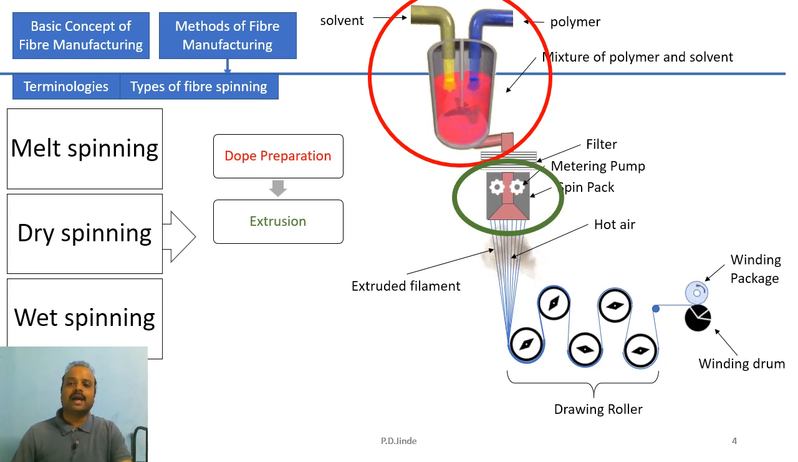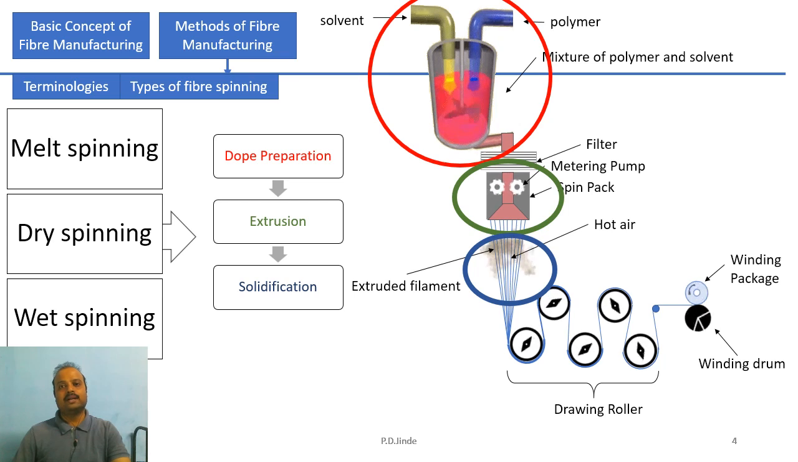Now here actual filaments are created, but these filaments contain a solvent in them, and that's why solidification is necessary, that removal of solvent is necessary, and this removal of solvent takes place by applying hot air. The hot air evaporates the solvent present in the fiber and the fiber quickly solidifies. So solidification is the third important step.